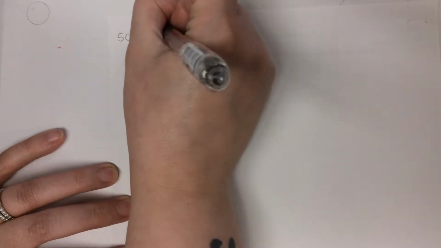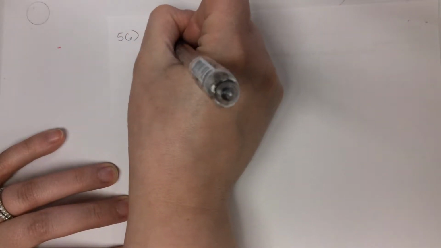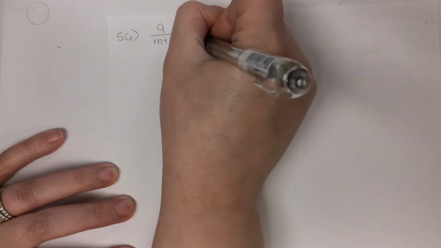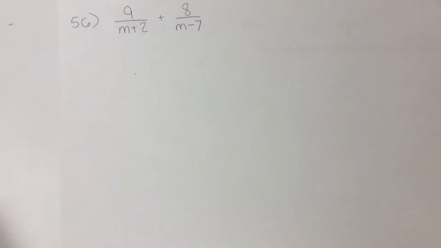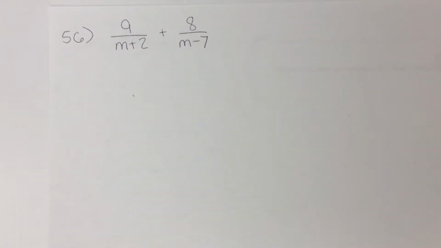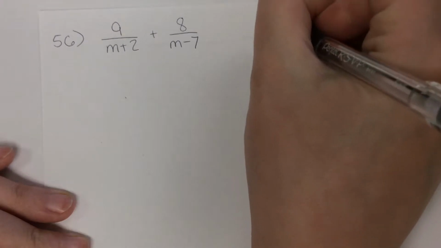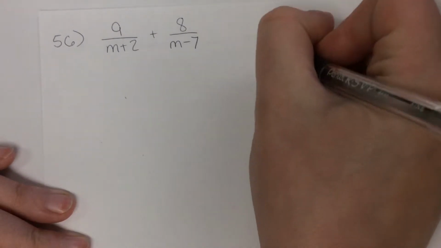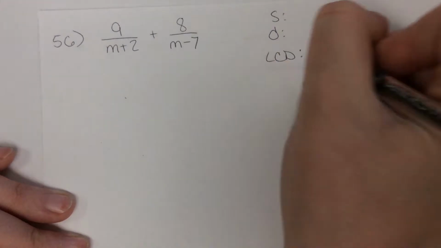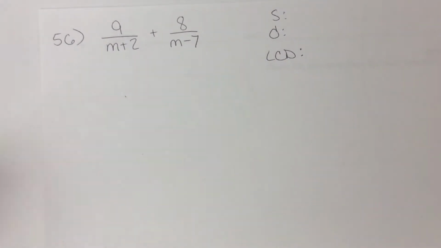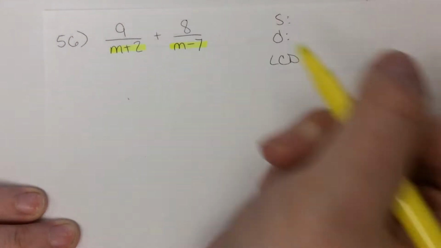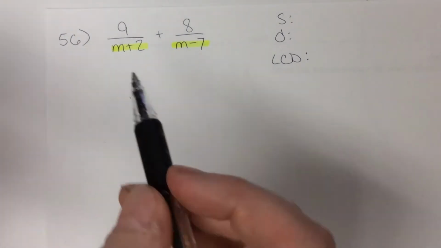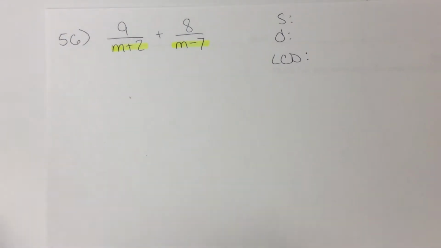All right. So we have 9 over m plus 2 plus 8 over m minus 7. Now we talked about the difference between factors and terms. So when we are making the list for same, different, and LCD, please do not put m in your category for same, because yes, they do both have an m, but we're talking about factors. These m's are terms, not factors. So your factors are the entire thing here. This whole little grouping, the m plus 2 and the m minus 7, those are your factors.